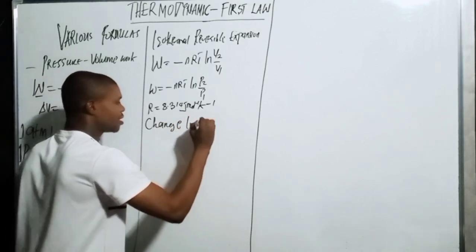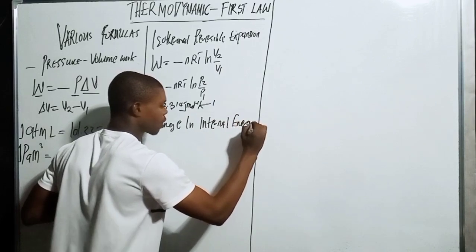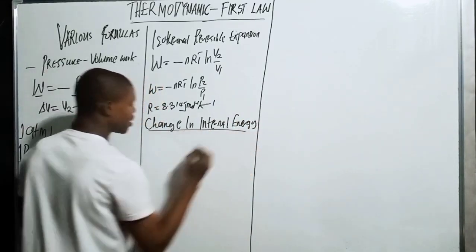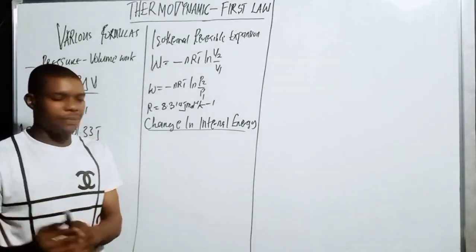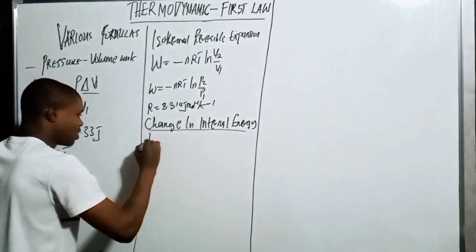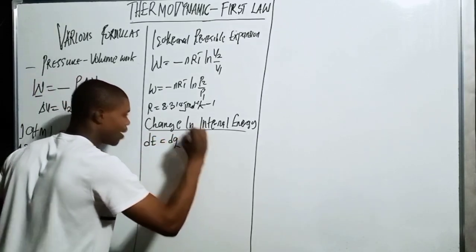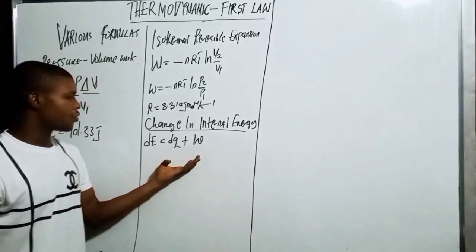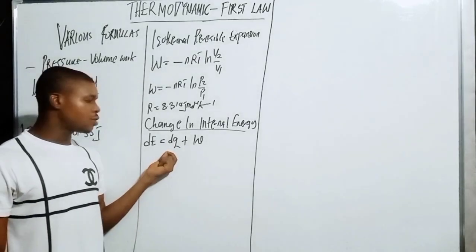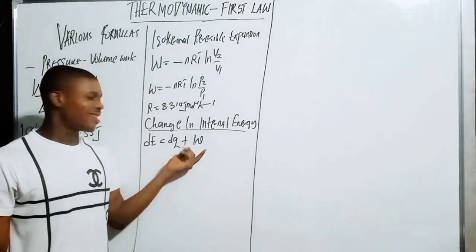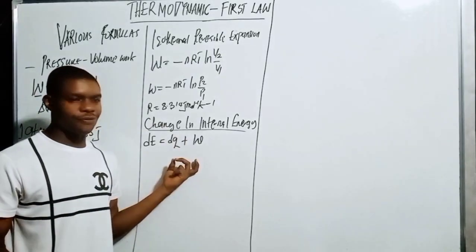Change in internal energy is the statement of the first law of thermodynamics. Change in internal energy, which is ΔE, equals ΔQ plus W. This is called change in internal energy. Change in internal energy equals the quantity of heat plus the work done. So this is the general formula.